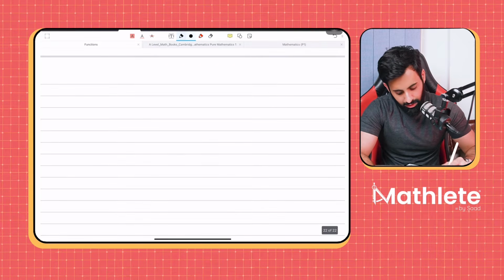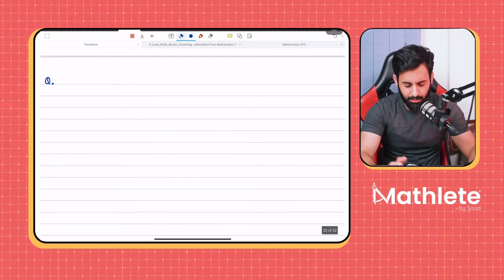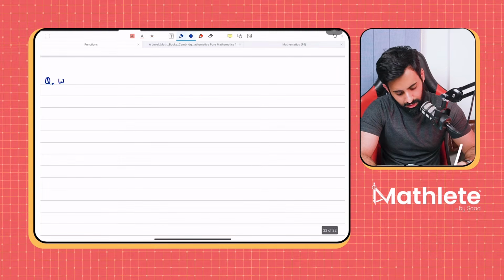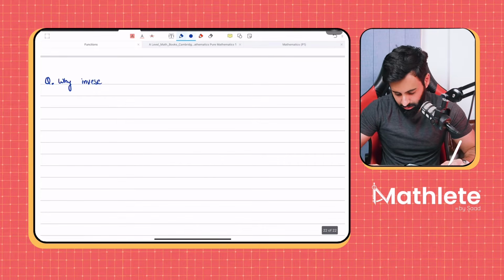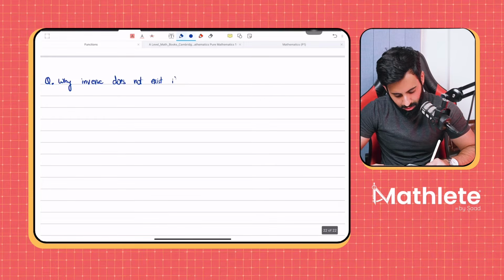Okay, so now let's answer Taha's question: why is it not possible to have an inverse of a many-to-one function? Anyone who has an idea why it's not possible, please share it. Why the inverse does not exist.